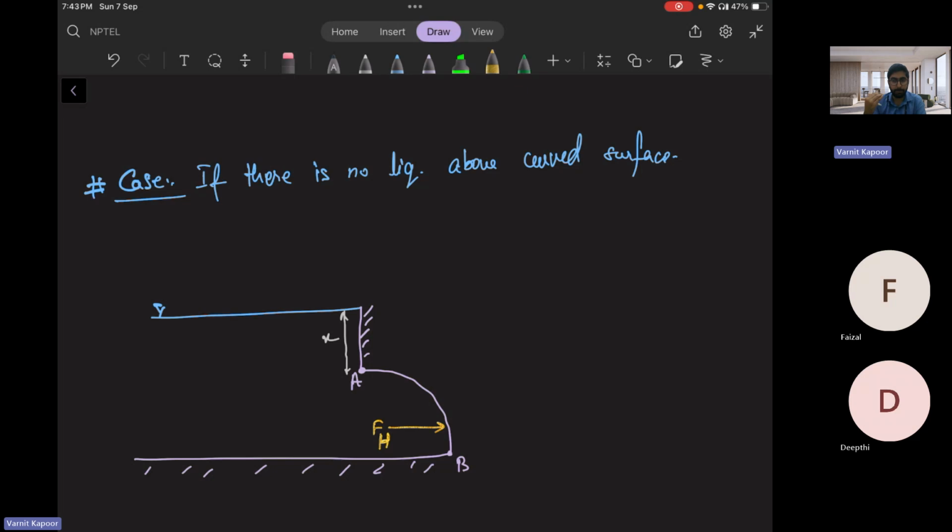So if there is no liquid above the curved surface, then the vertical component of the hydrostatic force is obtained by considering the weight of an imaginary liquid column above the curved surface up to the free surface. So what I'll do, I'll draw an imaginary liquid here, from above the curved surface till the free surface. So this is your imaginary column.